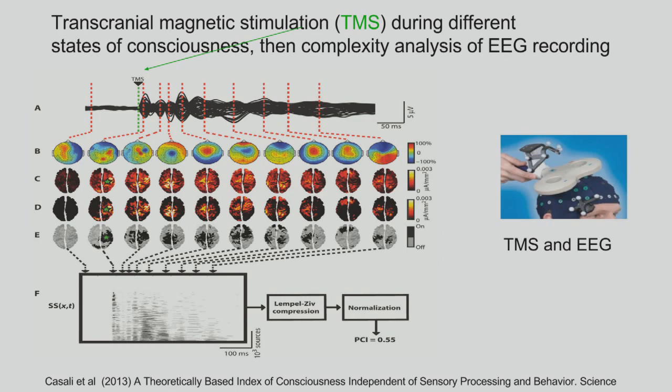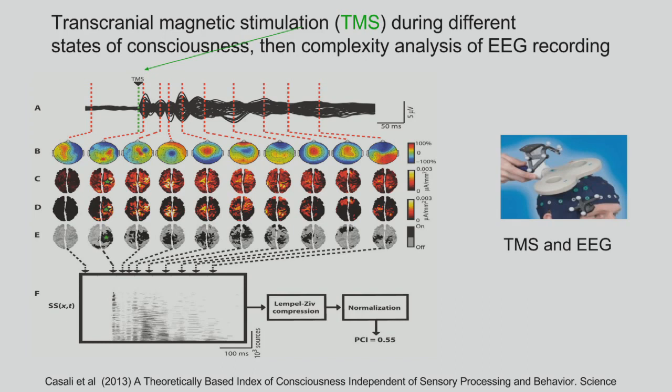What they did is they used a combination of TMS and EEG. So you have an EEG cap and you get a magnetic perturbation. Here, for instance, is a time series, and then here you get a small magnetic perturbation. Then there's some reverberating response signal from the brain. You perturb the brain, then you look at the response.